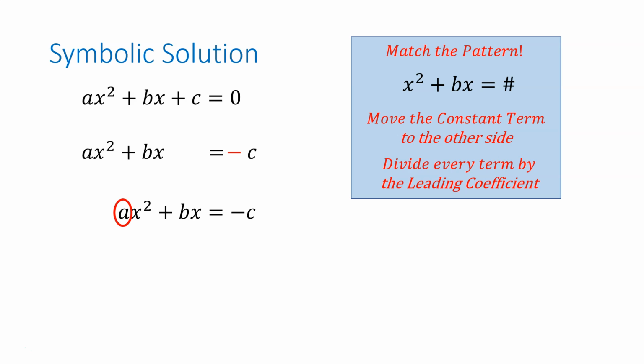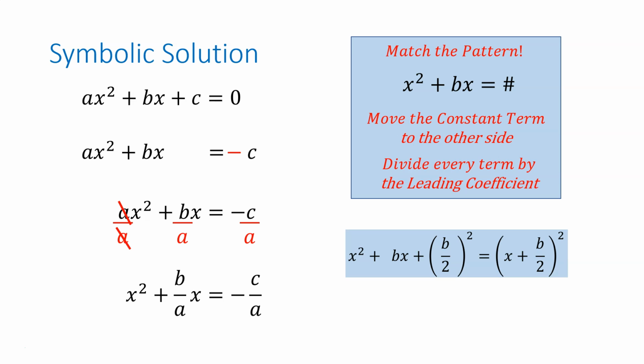We then see that we have a leading coefficient a, so we divide each term by a. The a's in the first term cancel. We are left with x squared plus b over a times x equals negative c over a, which is the pattern we need to complete the square. Let's compare this to our perfect square pattern.